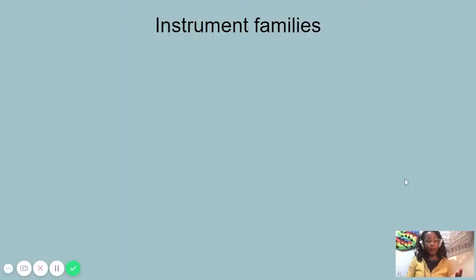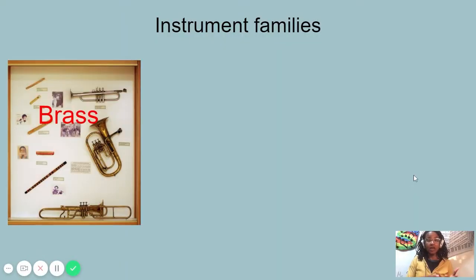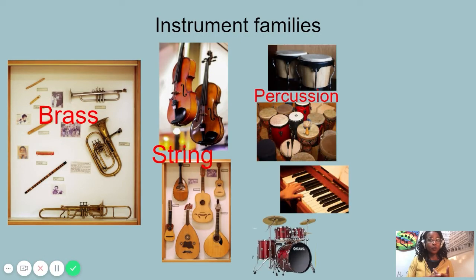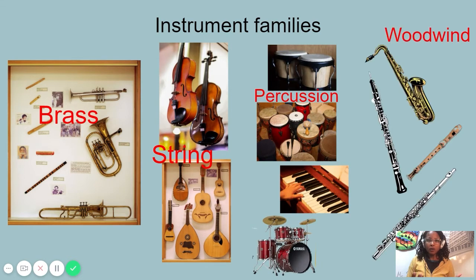So many of the instruments that you heard in that musical example were all in one specific instrument family. So there are some very broad or general instrument family categories. They are brass, string, percussion, and woodwind. So, which instrument family do you think it's from? If you guessed percussion, you're correct.